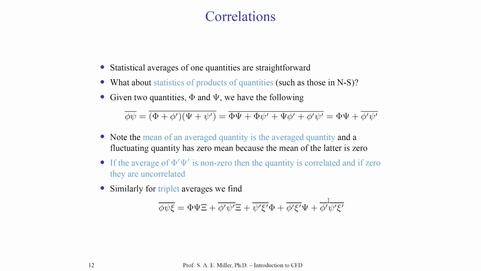Very interesting. So you can see the more values we have in an average, the more terms on the right-hand side we have. And this is the simplest form we can put it in without knowing anything more about the structure of phi, psi, and zeta, given the assumption that the flow is statistically stationary.